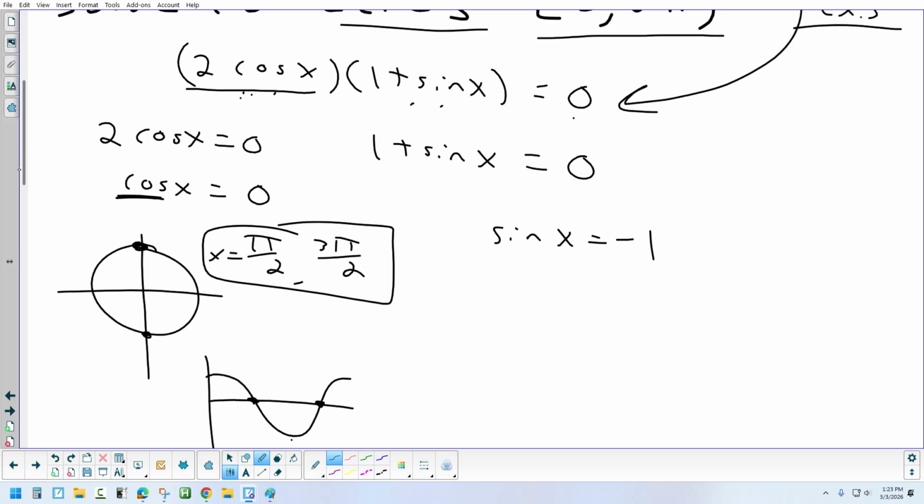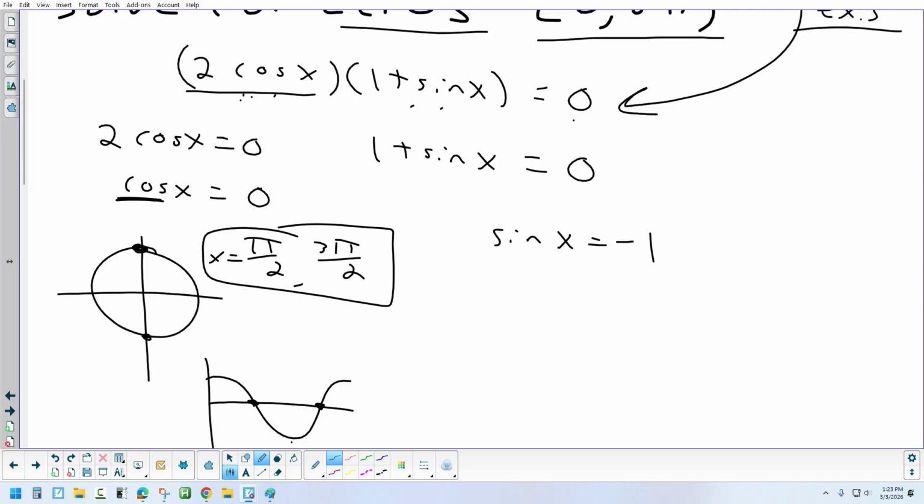Pi is 180. 2 pi over 3 is 120. Great. 3 pi over 2 is 270, the same answer that we already got.